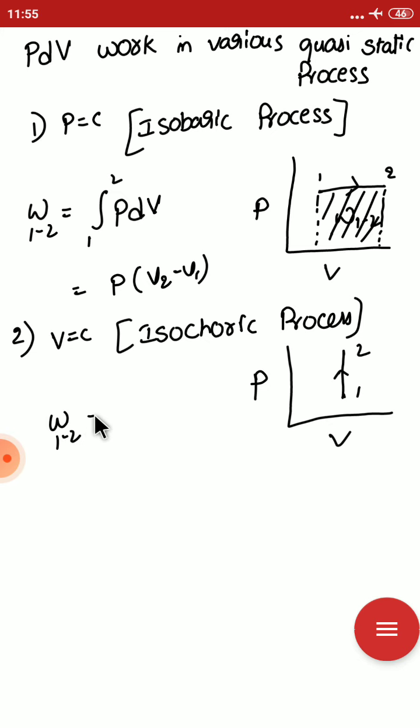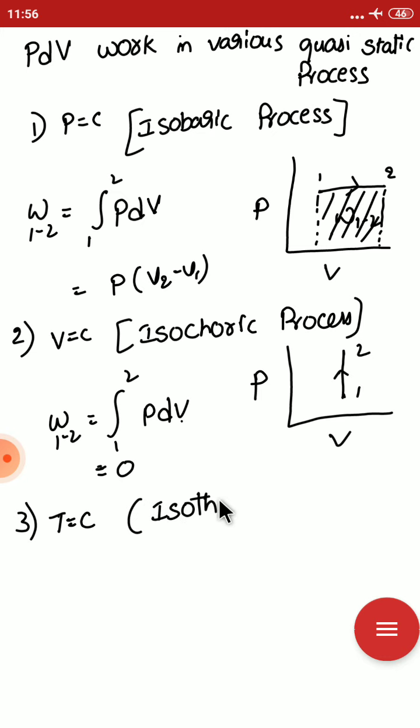The work done is the PdV work for the 1 to 2 process. The change in volume is 0, so the work done in the constant volume process is also 0. There is no area under this curve, because it is a vertical line. Next is the constant temperature process, called the isothermal process.